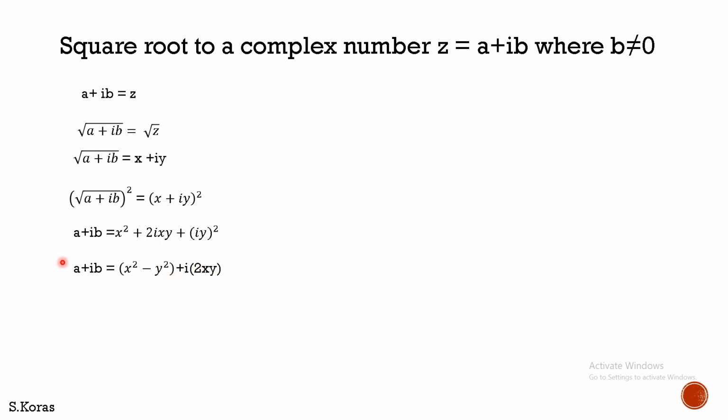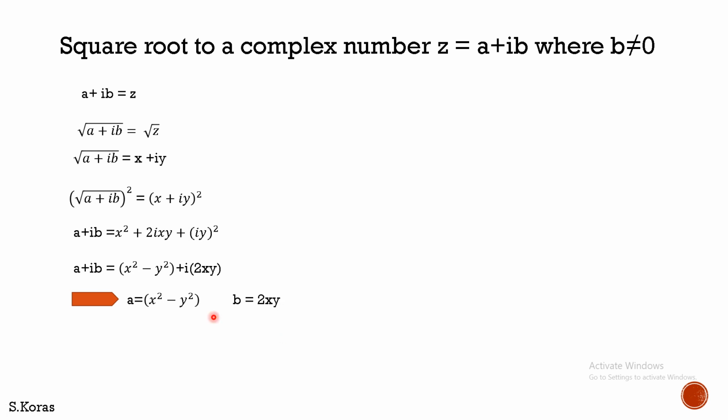Right. Now these two are complex numbers. a plus ib is a complex number, and x square minus y square plus i into 2xy is also a complex number. Since these two complex numbers are equal to one another, we can equate like this. The real part of this side will be equal to the real part of the other side. So a will be equal to x square minus y square, and if you equate the imaginary parts, b will be equal to 2xy, right?